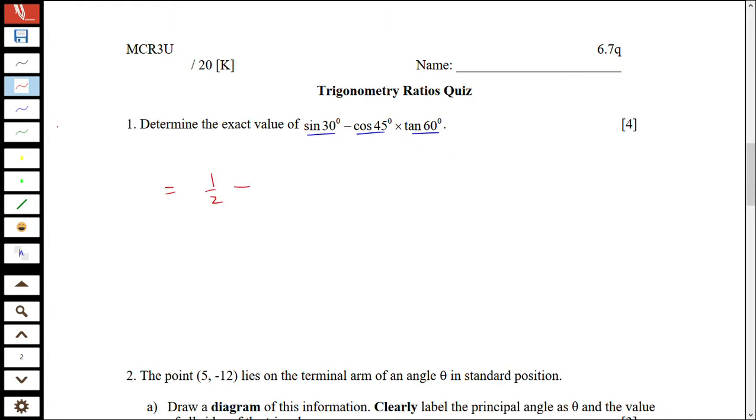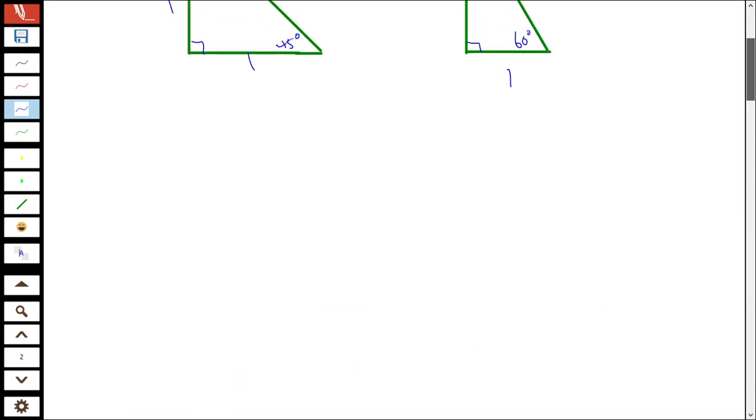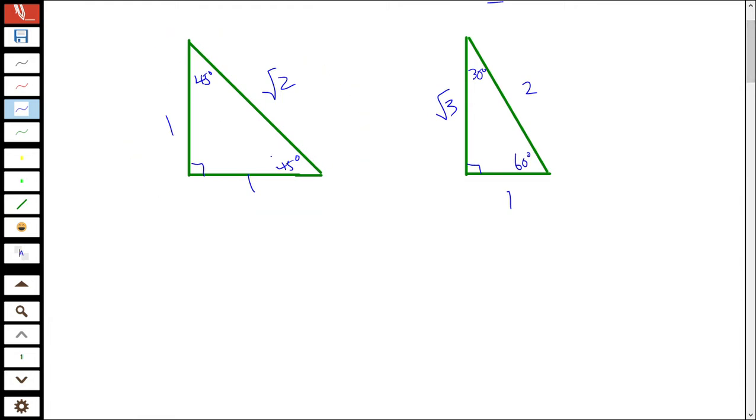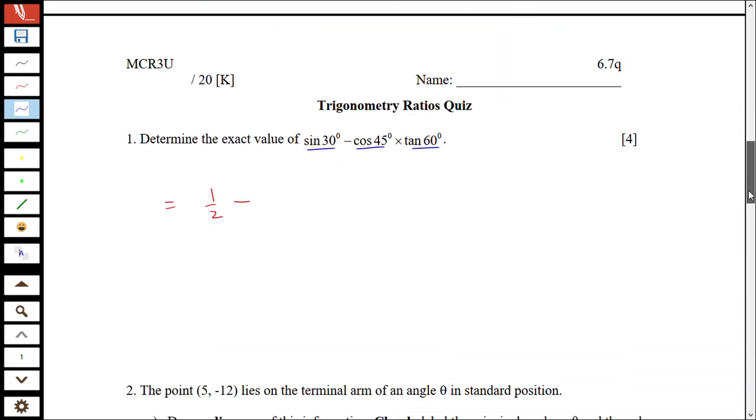And minus cosine of 45. If it's 45, I need to use the other triangle with the 45 degrees. So let's look at the triangle on the left. It doesn't matter which one you use as an angle of reference because they're both the same. The question was asking for cos of 45. Cosine is adjacent over hypotenuse. Root 2 is going to be my hypotenuse. So cosine of 45 will be 1 over root 2. And it's going to be multiplied by, so I'm not going to use a times symbol, I'm going to use brackets, and now it's going to be tan of 60.